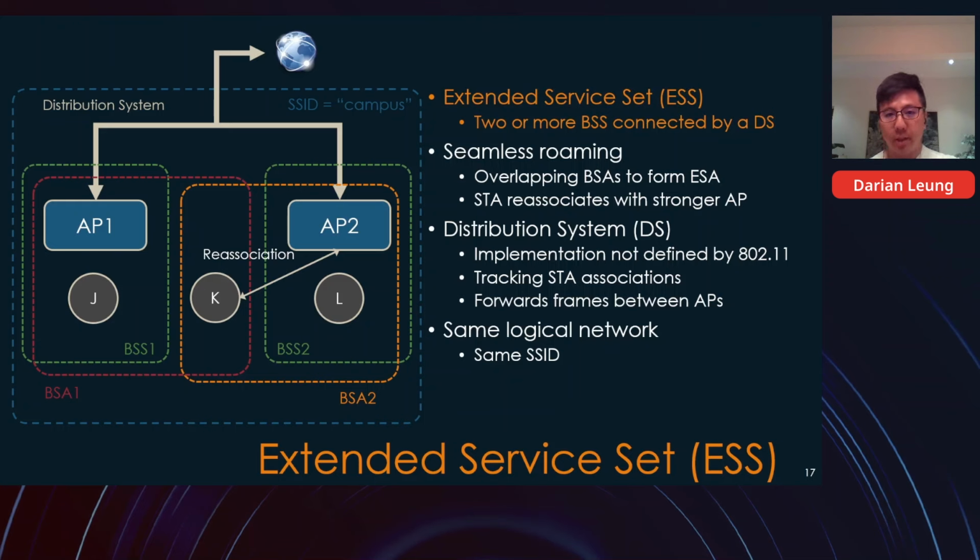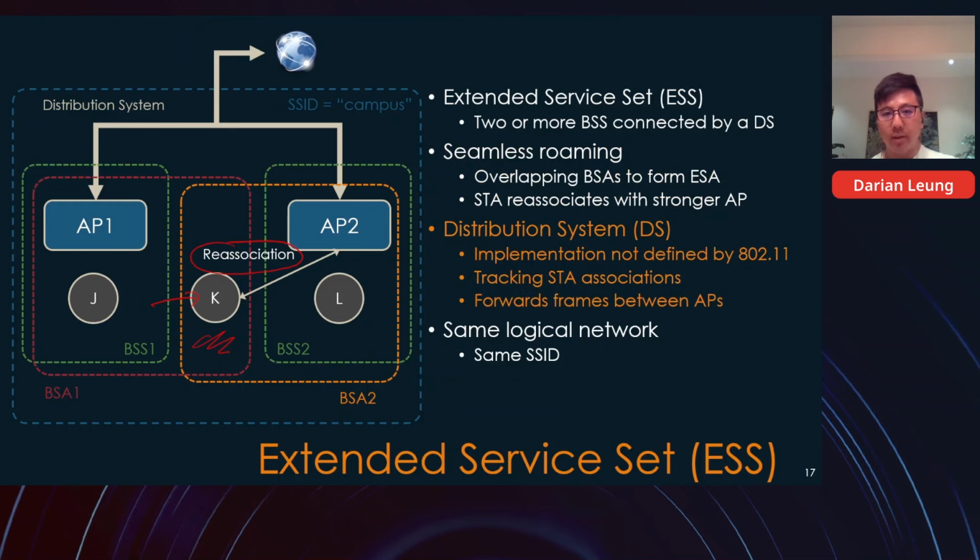So, the definition of an ESS is two or more BSSs connected by a distribution system, otherwise known as a DS. The main benefit of an ESS is that stations can roam over a large service area and still remain connected. To achieve this, there are overlapping basic service areas, and together they form an extended service area, otherwise known as an ESA. And as the station roams around, it'll reassociate with the AP that has the strongest signal.